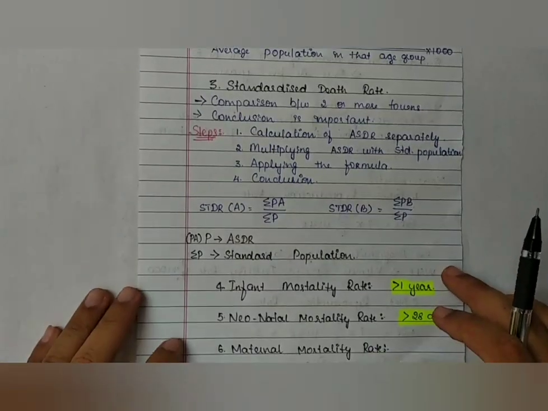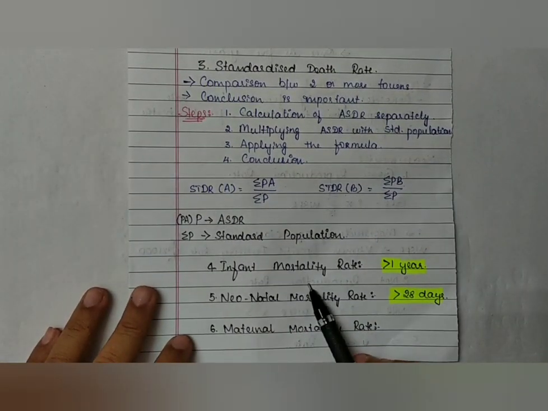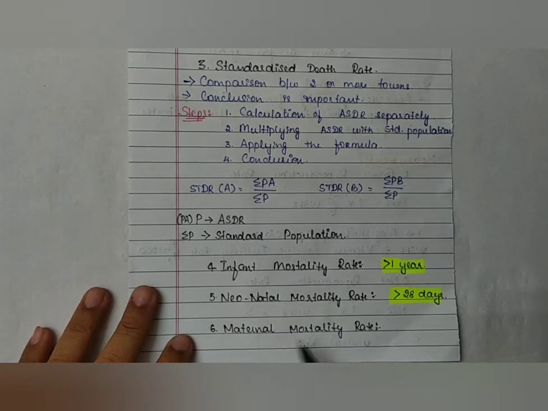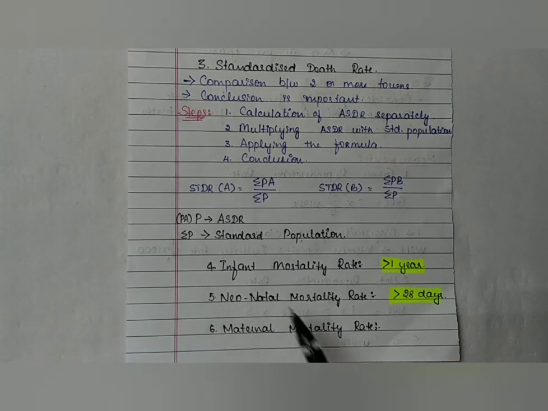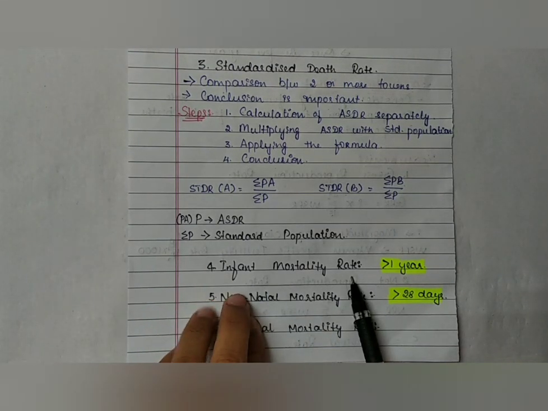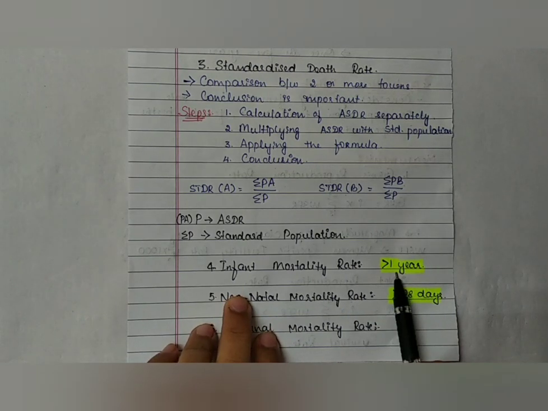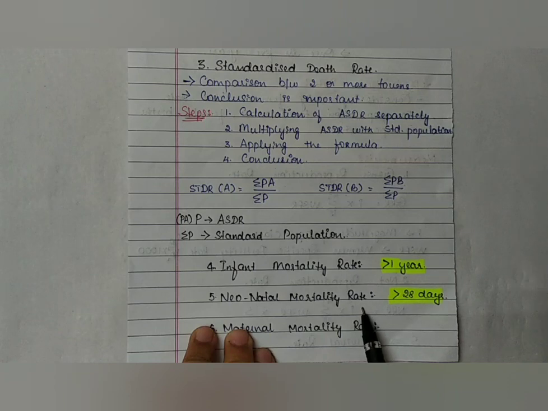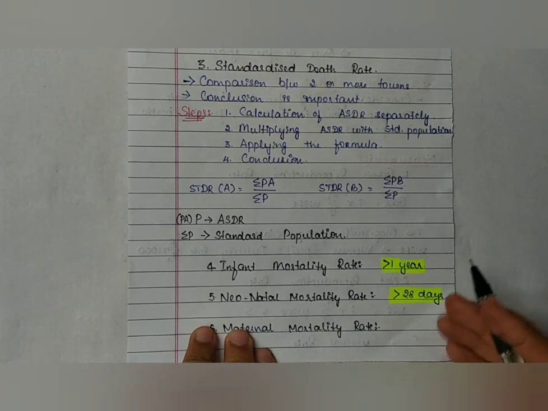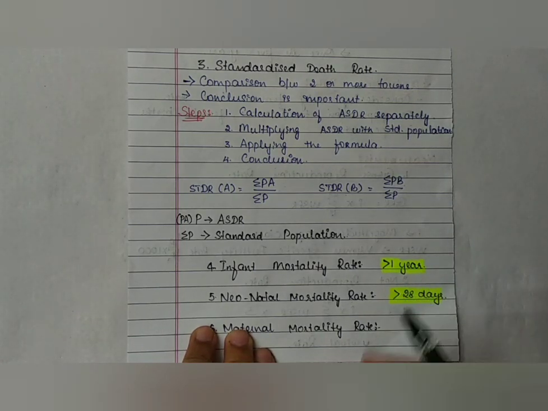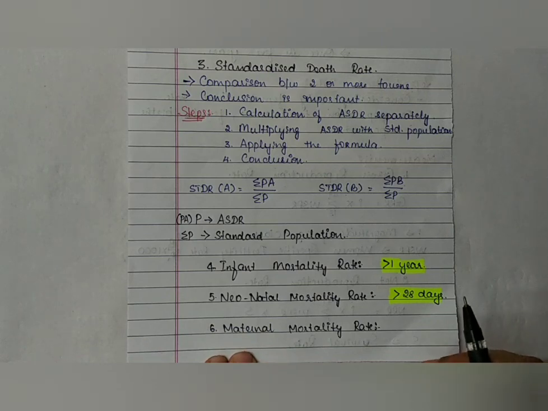And the last three are infant mortality rate, neonatal mortality rate, and maternal mortality rate. Infant mortality rate means the death of children below the age of 1 year. And next one, neonatal mortality rate, means child of less than 28 days. Okay, so the last one is maternal mortality rate. Here we are taking into consideration the mothers who die while giving birth to a child.